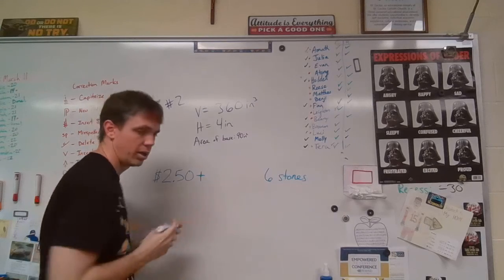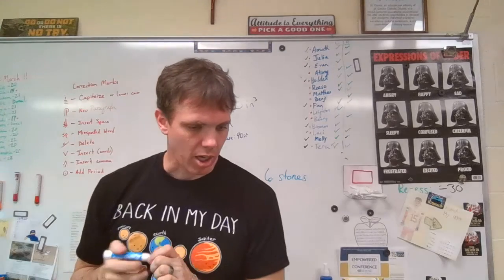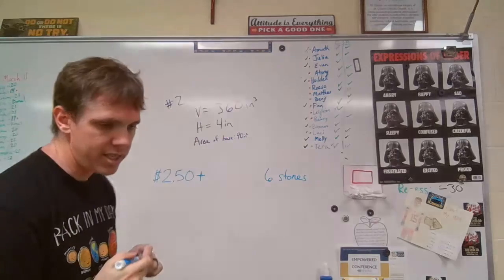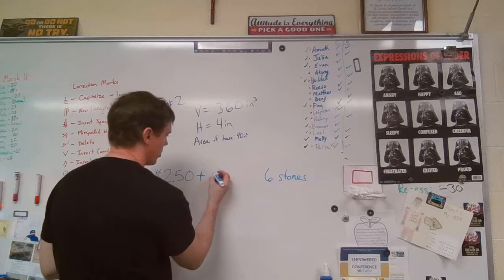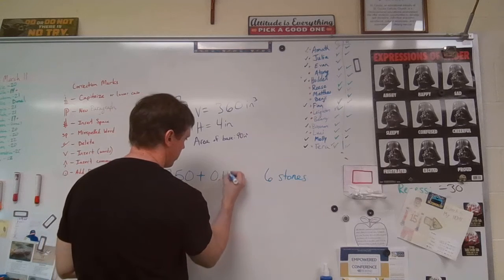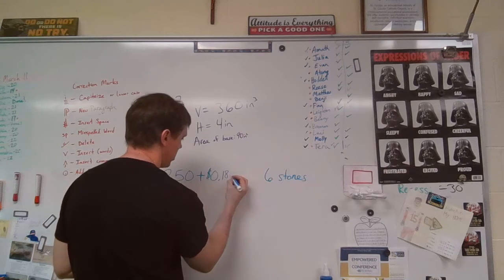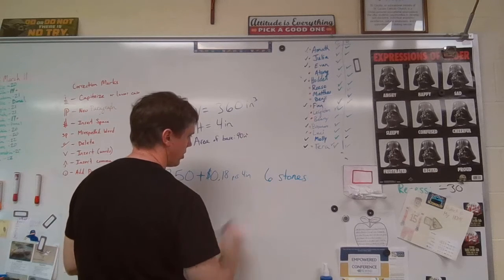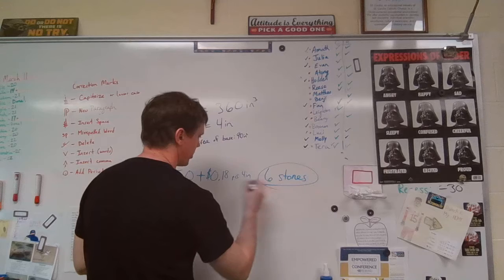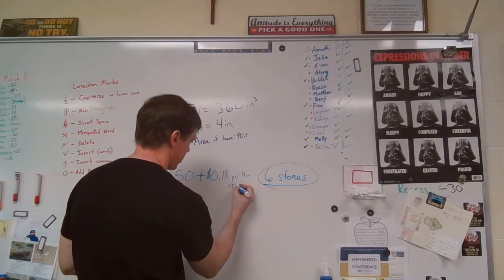plus 18 cents for every 4 cubic inches of concrete. So $0.18 per 4 inches of concrete. I'm going to circle that just so it's out of the way.